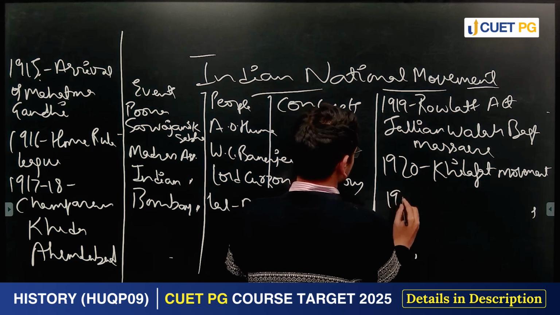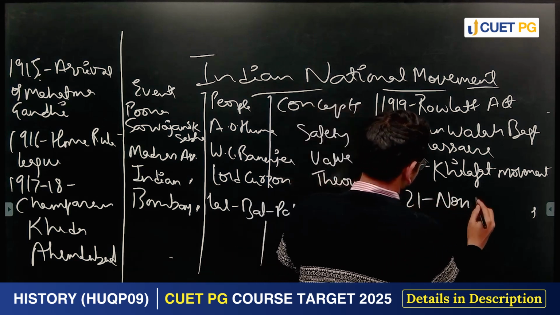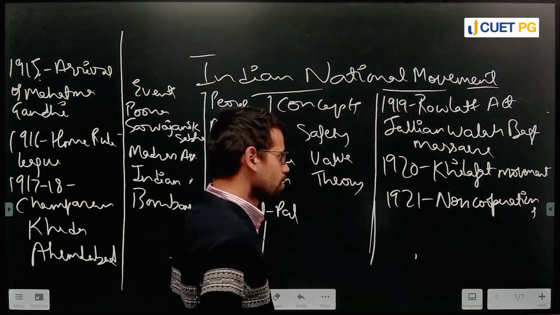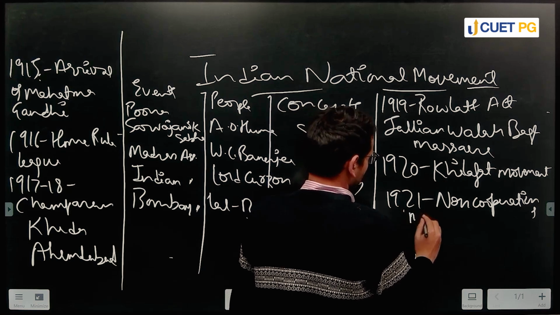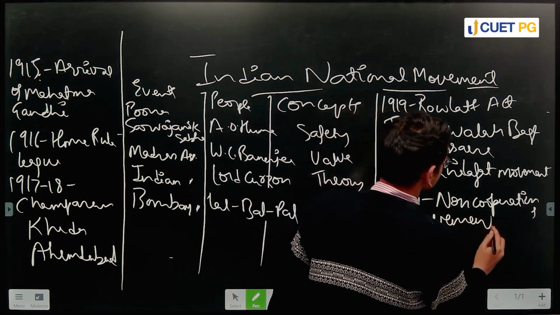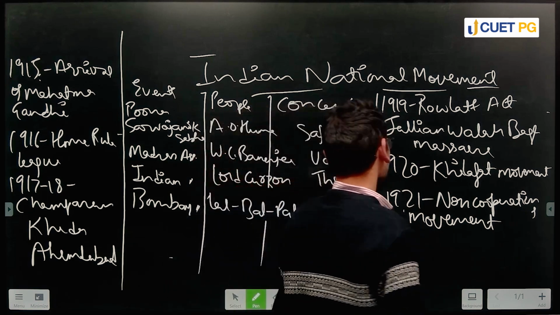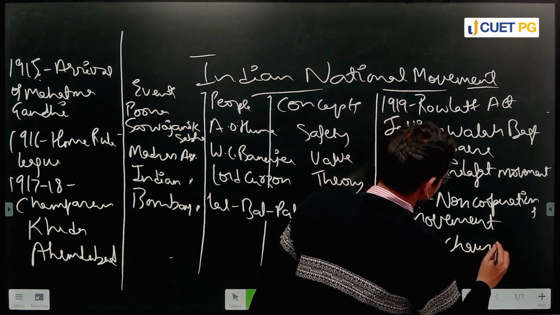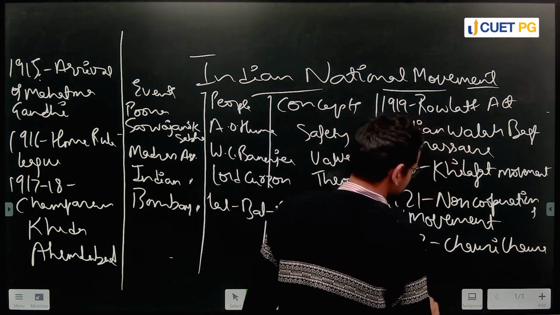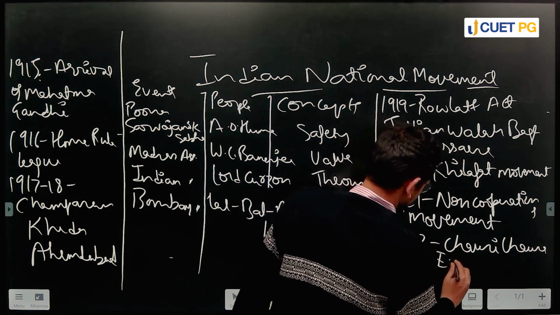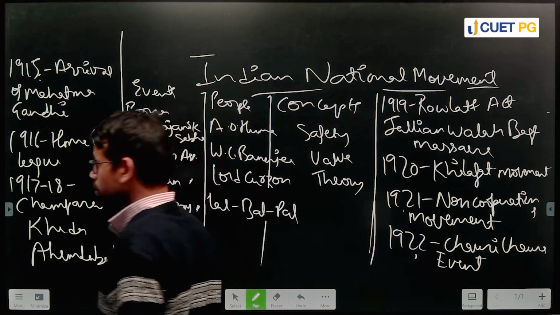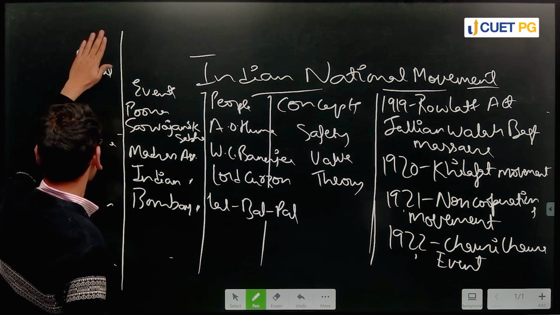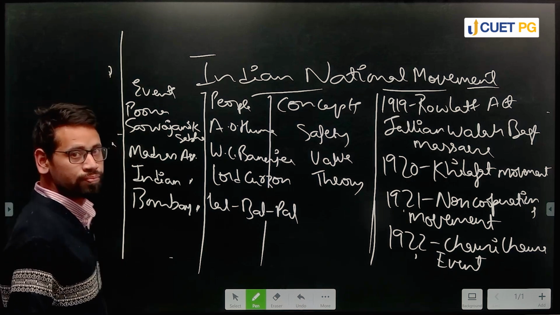January 1921, non-cooperation movement that was decided in 1920 in the Calcutta session. In 1920, there were two Congress sessions, one in Nagpur, another one in Calcutta. 1922, Chauri Chaura incident, which led to the end of the non-cooperation movement. At the same time, Gandhi was arrested and there was again a brief lull in the activities of the Indian National Movement.